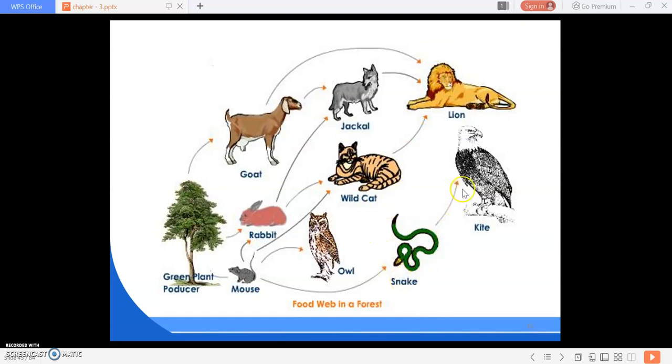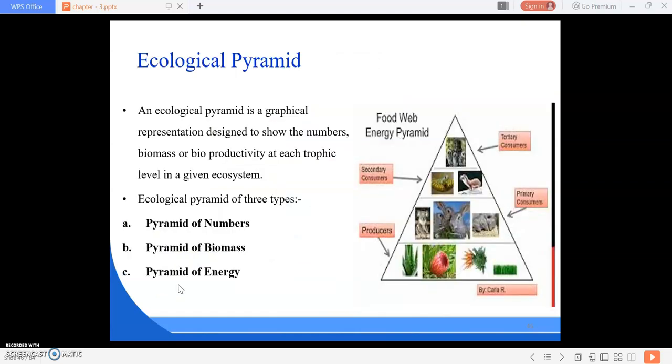Snake is eaten by the kite. And jackal, jackal is eaten by the lion. It is eaten only by the lion or tiger. So this is a food web in a forest. Mainly all of us are dependent on our producers, those are green plant producers. Understood everyone? Next is our ecological pyramid.